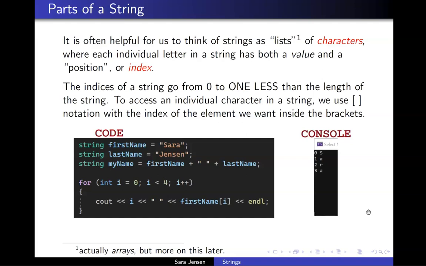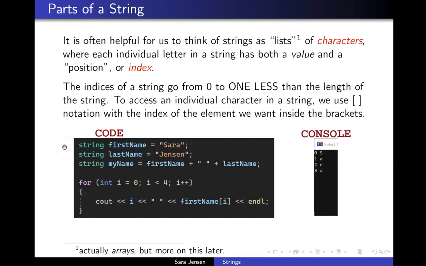One thing that we often do with strings is we wish to access one individual character or letter within the string. In order to do this, we use this bracket notation with the name of the variable preceding the bracket and the index of the letter that we wish to see displayed inside the brackets. So let's walk through an example.